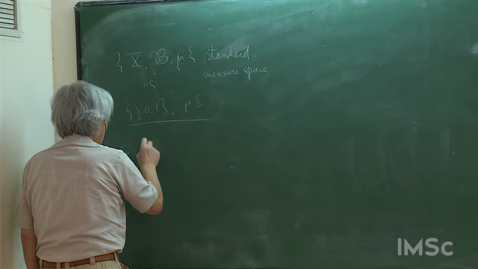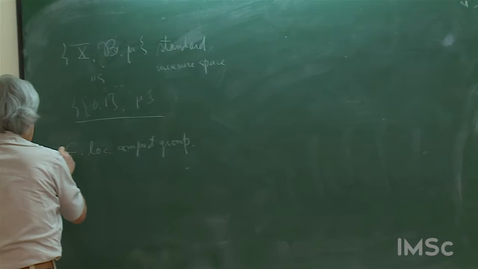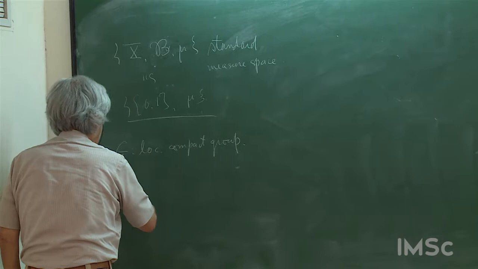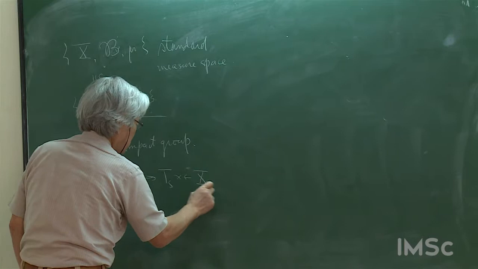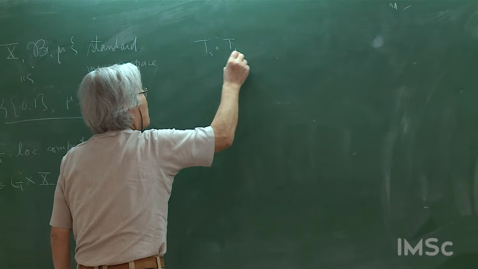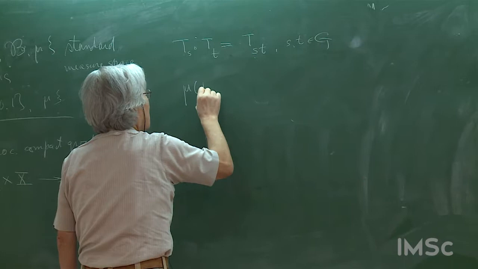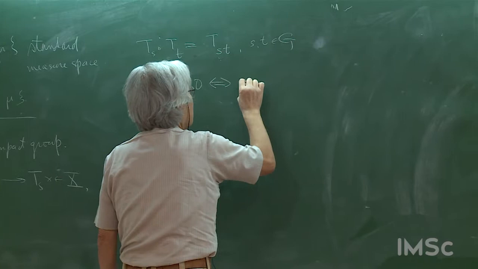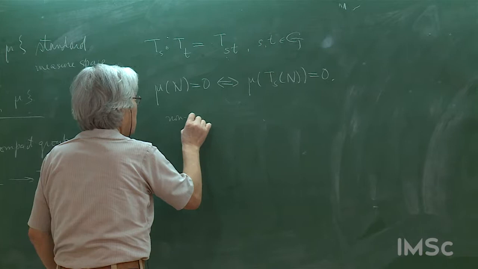Okay. And a group G, a locally compact group, not necessarily commutative now. And the group G has, we want to have the Borel map such that T_S composed with T_T is T_{ST}, for S and T in G as a mapping, and mu of a set N, a Borel set, is measure zero if and only if mu of T_S of N equals zero. And such a transformation is called a non-singular transformation.